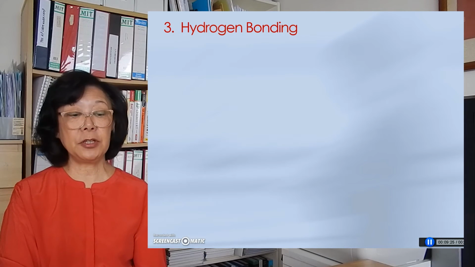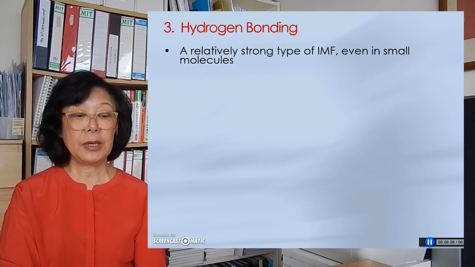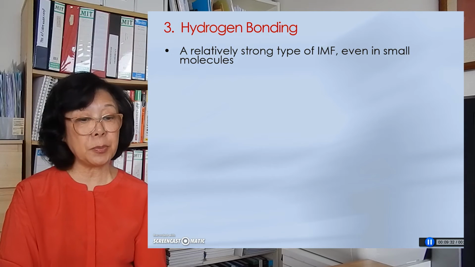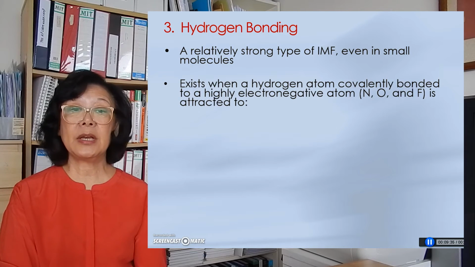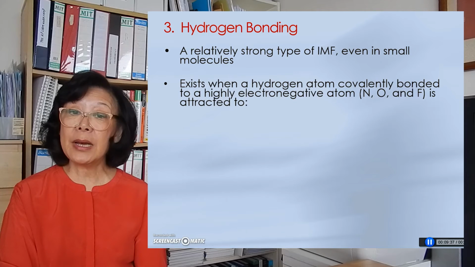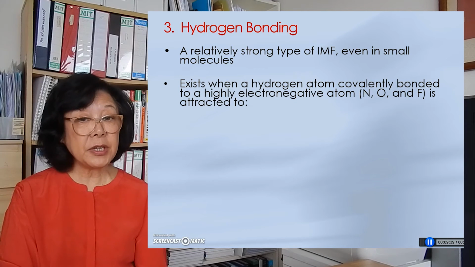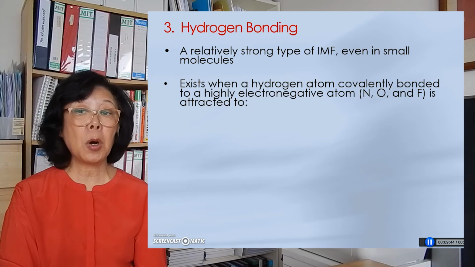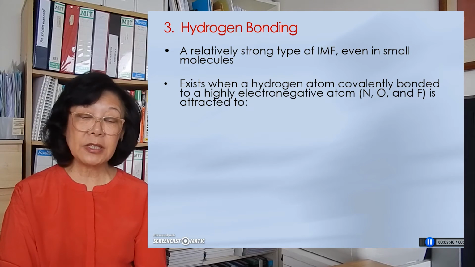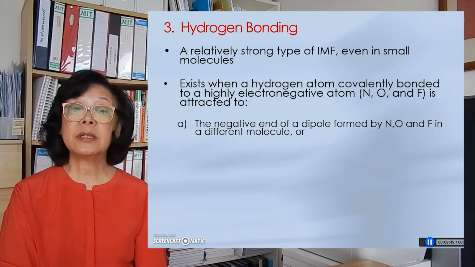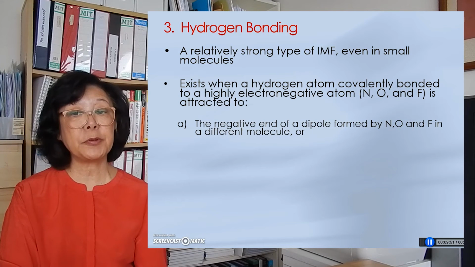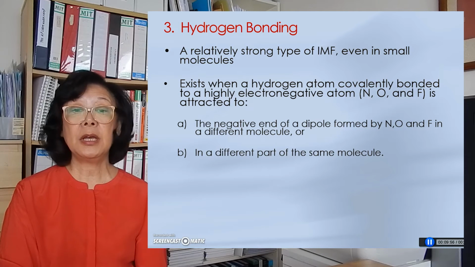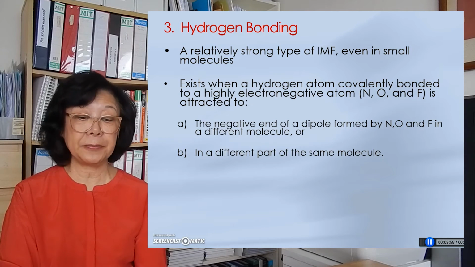The third kind of intermolecular force is hydrogen bonding. It is a relatively strong type of intermolecular force even in small molecules. They exist when a hydrogen atom is covalently bonded to a highly electronegative atom such as N, O, or F, and it is attracted to A, the negative end of a dipole formed by N, O, or F in a different molecule, or B, in a different part of the same molecule.